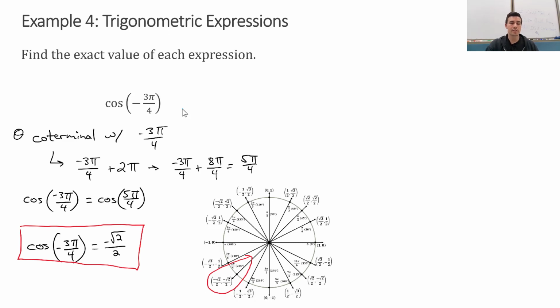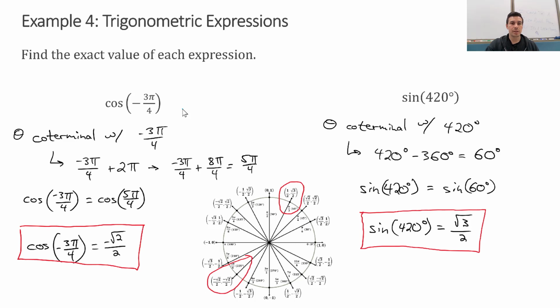So you guys pause the video and use this same process to see if you can find the sine of 420 degrees. Okay, here's the process that I took. I subtracted 360 and then found that angle of 60 degrees and found that sine of 420 was equal to root 3 over 2. Okay, hopefully that's what you got.